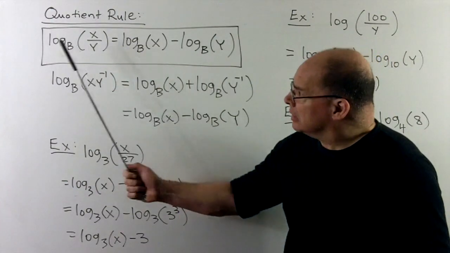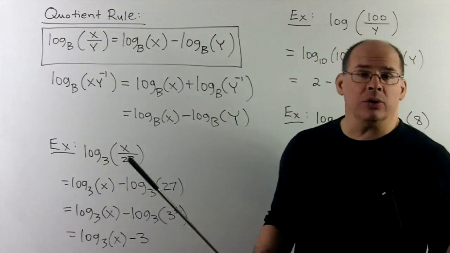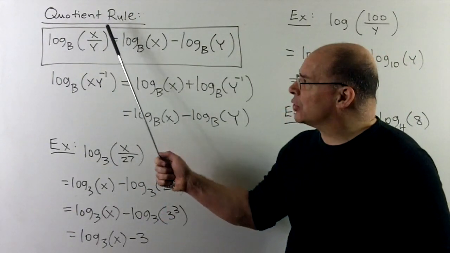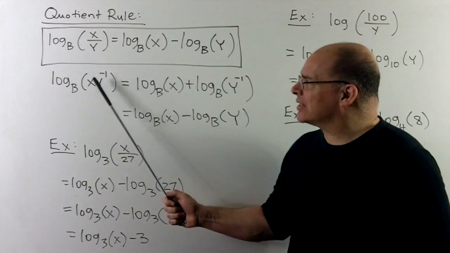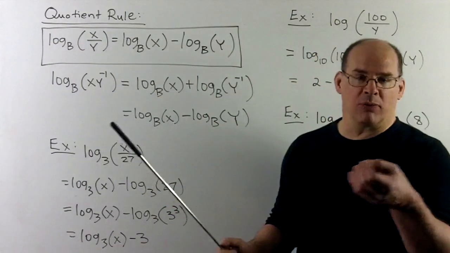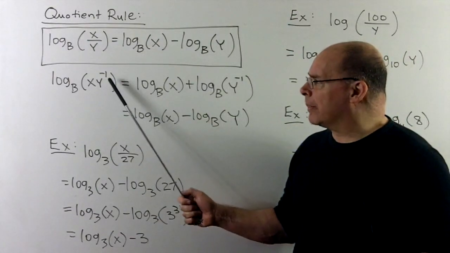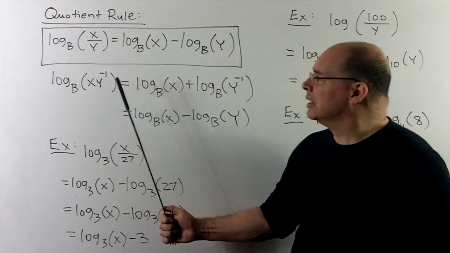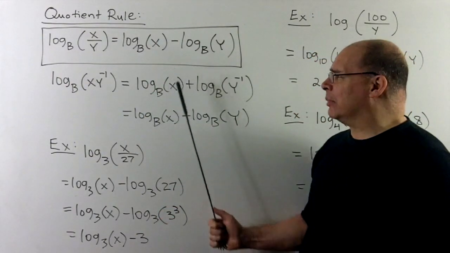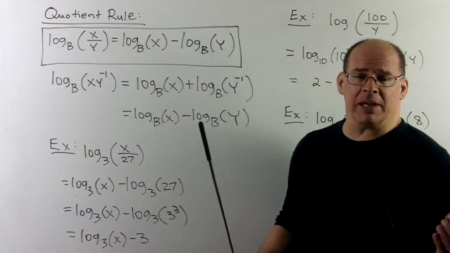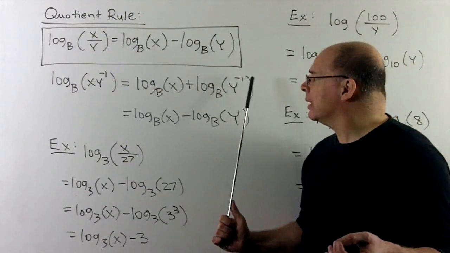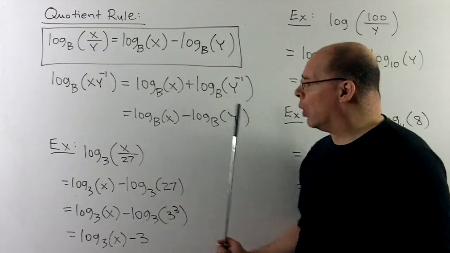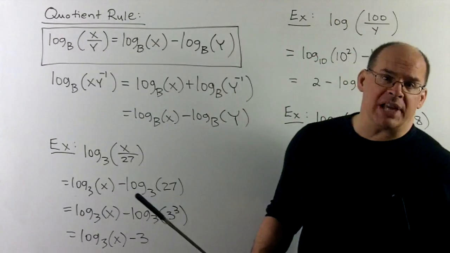Now, to see the work, I'm just going to use our product rule and power rule to show this. I have log the base b of x over y. So I can rewrite that as x times y to the minus 1. That might be over 1, you cross the bar, but that can move up into the numerator. Product rule says we could take this product, write it as a sum of logs, so we get log the base b of x plus log the base b of y to the minus 1. And then I just bring the minus 1 out in front to get our difference. So that's our rule. Now, a few examples.